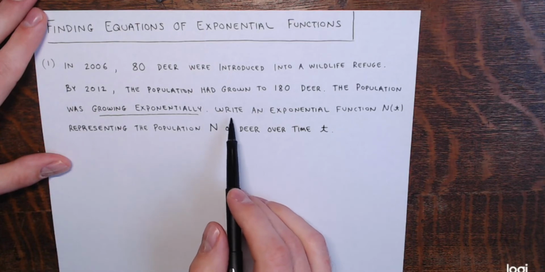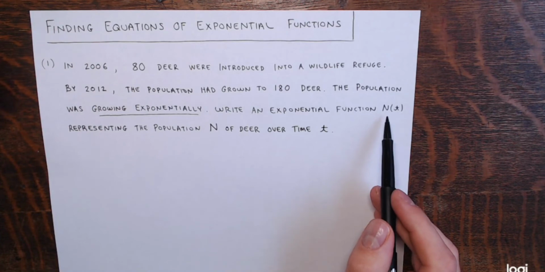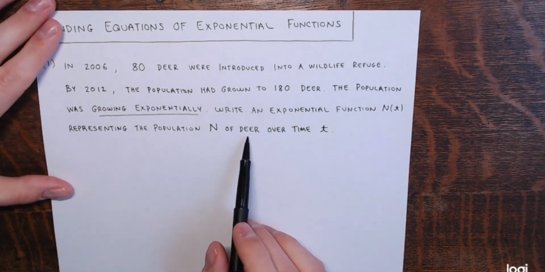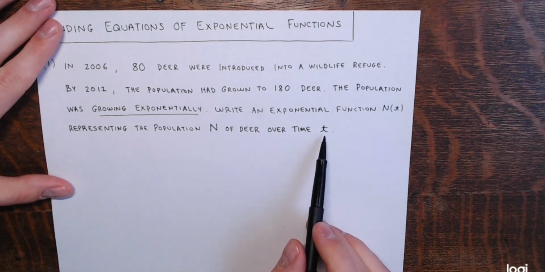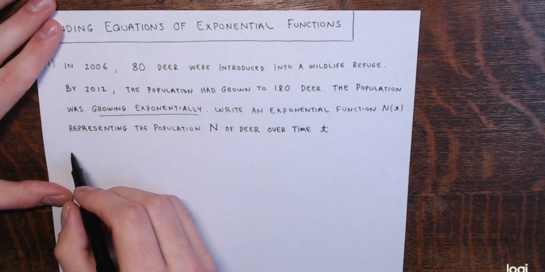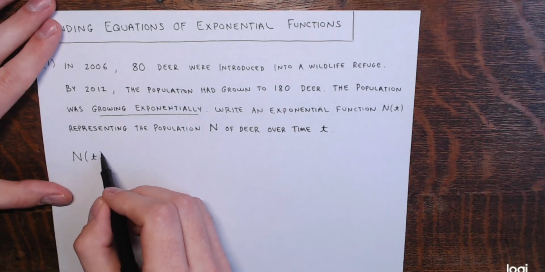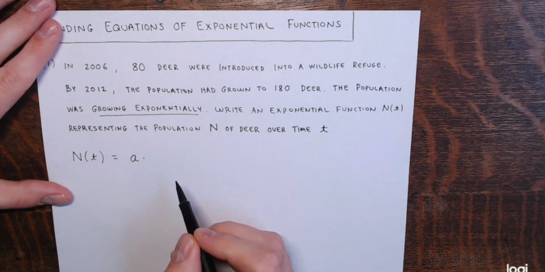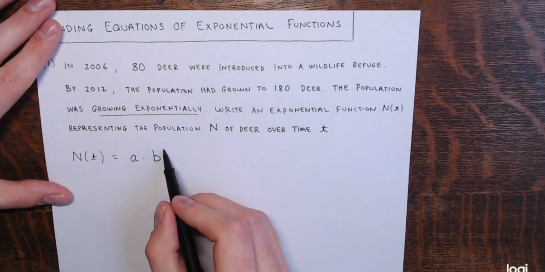We're to write an exponential function, not f of x, but n of t, representing the population n of deer, so n represents the number of deer at some time t, where I'm assuming t is in years since they give us year numbers. So we're looking for n of t equals some number a times some number b to the t power.